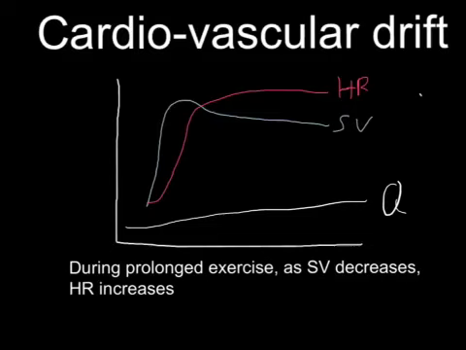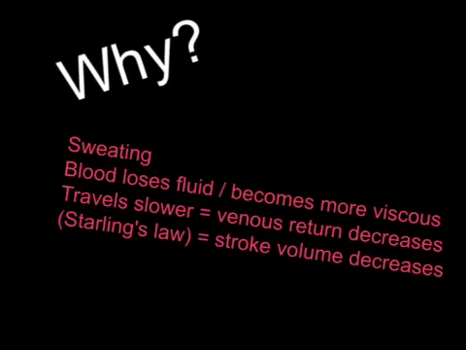We can see, however, that there comes this point here that stroke volume goes down, and therefore heart rate increases. So this is the concept of cardiovascular drift. So this is the first point that you would need to make on a cardiovascular drift question, is that stroke volume decreases and heart rate increases. So it's this point here that we can see. You need to be able to explain why though.